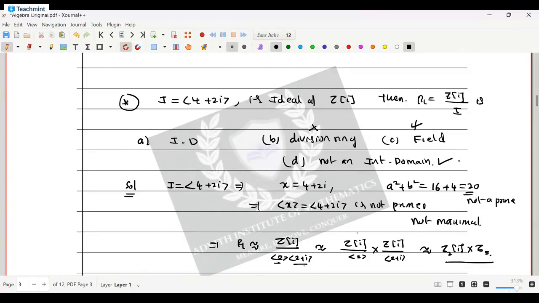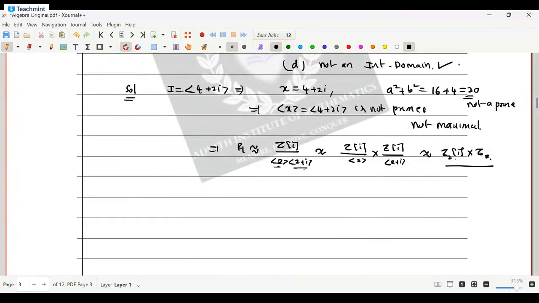So a cross product is never an integral domain. కదా? So ఇది integral domain కాదు. Actually Z2 and Z5 are integral domains, but the cross product is not an integral domain. Which implies not a division ring and also not a field. So therefore not an integral domain, and also I is not a prime ideal, and also I is not a maximal ideal.